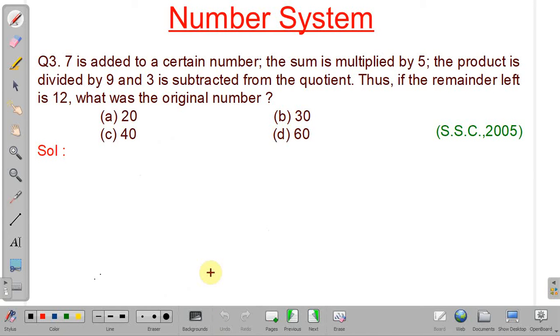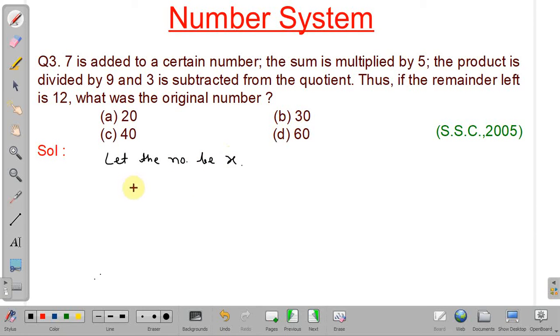In the next problem, what is told? 7 is added to a certain number and the sum obtained is multiplied by 5, and the product is divided by 9 and 3 is subtracted from the quotient. Thus, if the remainder left is 12, we have to find the original number. So, we will assume the required number be x. Let the number be x.